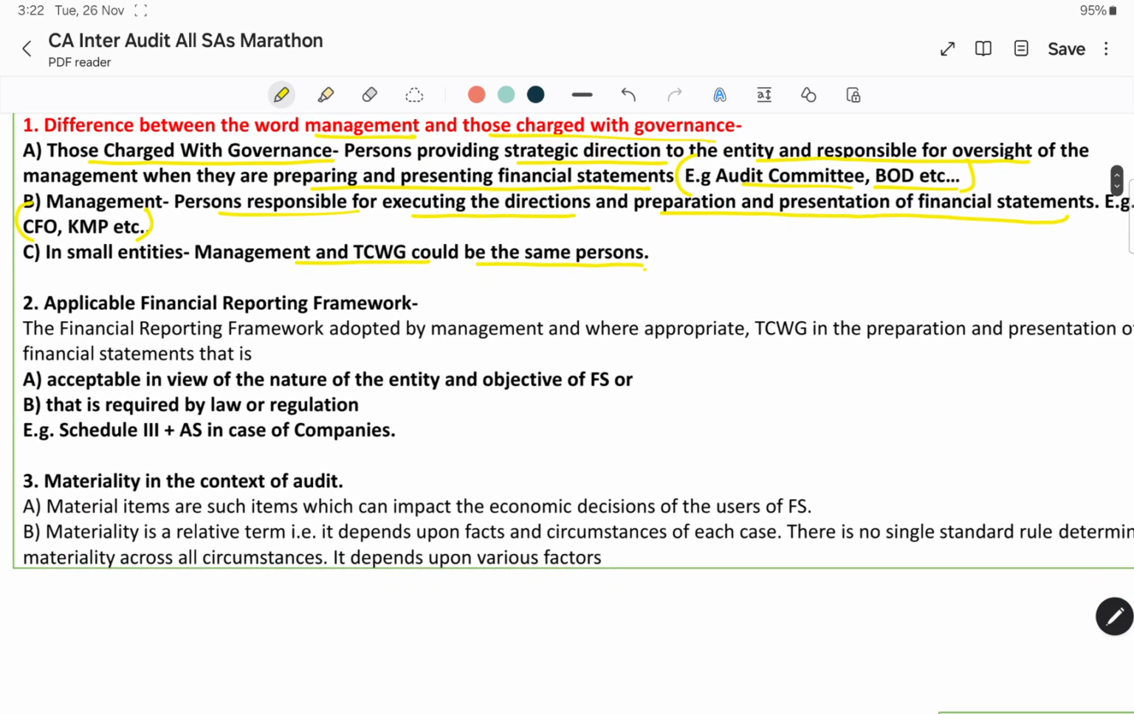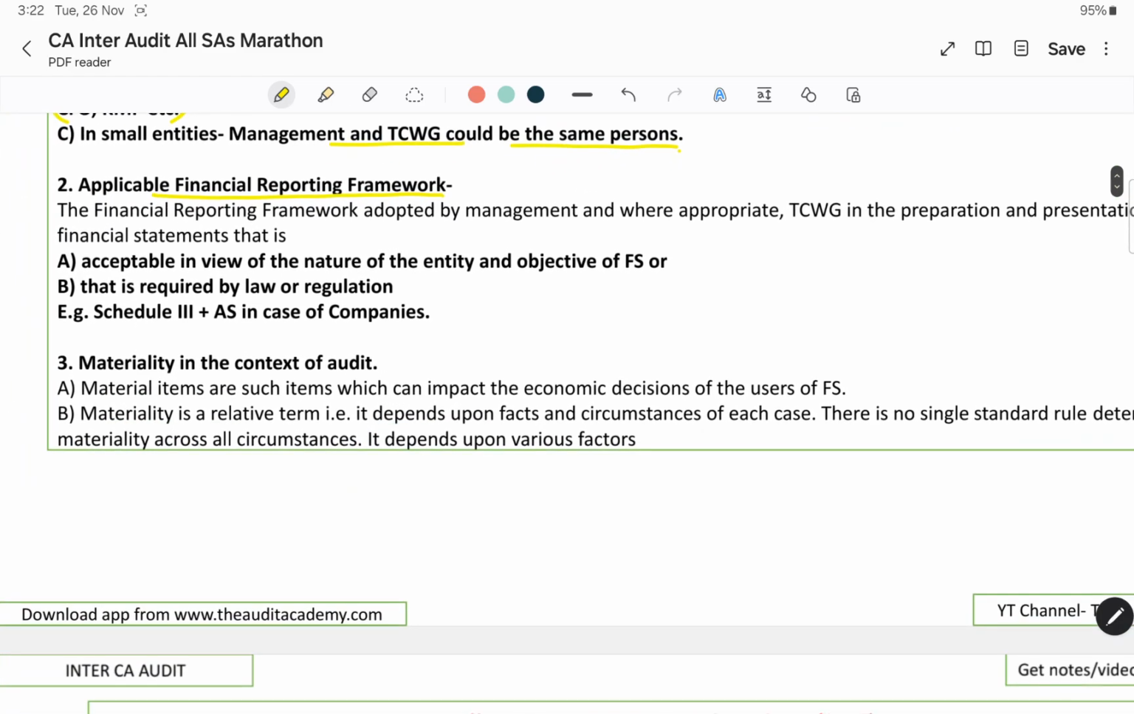Second is applicable financial reporting framework. The financial reporting framework adopted by the management and, where appropriate, TCWG in preparation and presentation of the financial statement that is acceptable in view of the nature of the entity and objective of the financial statement, or that is required by the law or regulation. For example, Schedule 3 plus accounting standards in case of companies, all those are required by law and regulation to follow. Okay.